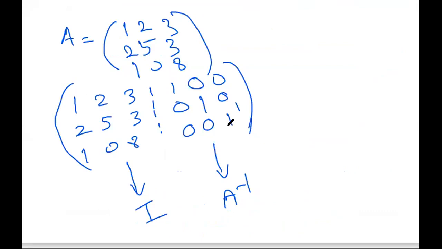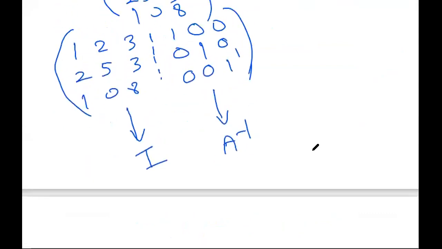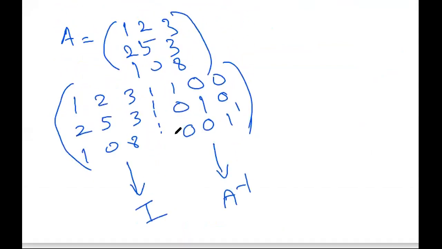Let's do that together. This is your first row. Focus on that, and this is your first element in the first row. This is already one, so we don't need to do anything. But you have to make these elements equal to zero, to convert this to the identity.